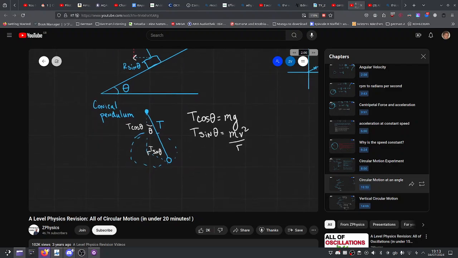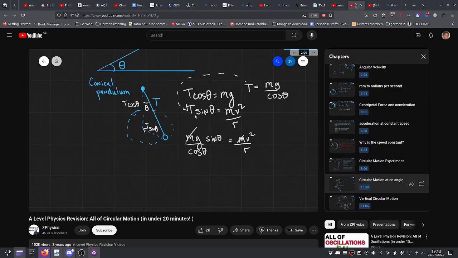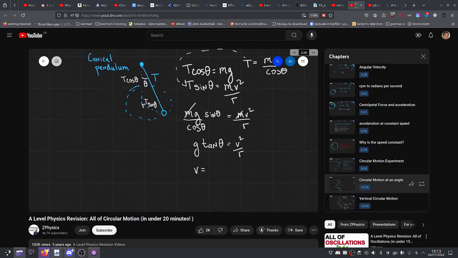A typical problem would ask us to calculate the speed in this situation. If that's the case, we need to have a look at this system of two equations. The way we would normally do it is just rearrange one of the equations for one of the unknowns. For instance, T. We can say that T is going to equal mg over cos theta. And then I'm going to input this equation into this expression over here. So rather than T sine theta, I'm going to write mg sine theta over cos theta is equal to mv squared divided by r. Notice that my other unknown, which is the mass in this case, is going to cancel out, and sine over cos is equal to tan. So I'm going to get that g tan of the angle is equal to v squared divided by r. In other words, v is going to equal the square root of g r tan theta.